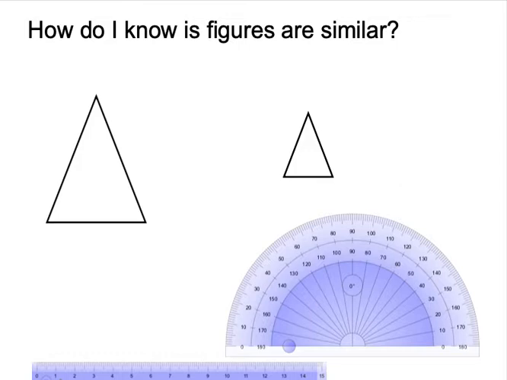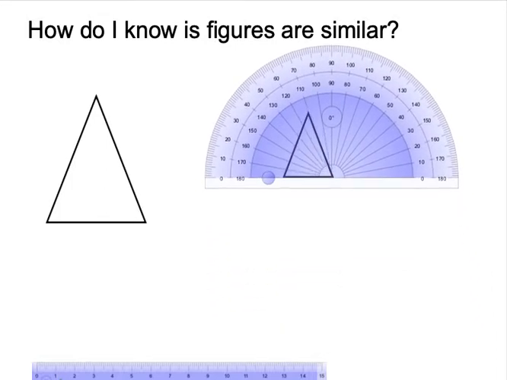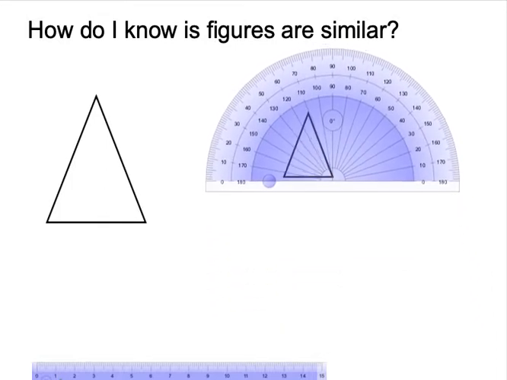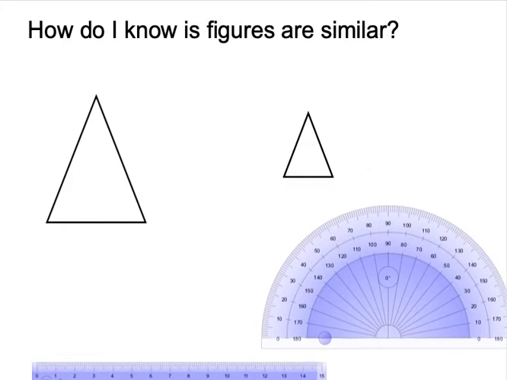Now, one way you can tell, which you should be familiar with, is to measure the angles and see that the angles come out the same. For example, if this were a 70-degree angle and this were also a 70-degree angle, and these had the same angles, this other angle would have to be 40. If the angles are all three the same, that will tell you they're similar.